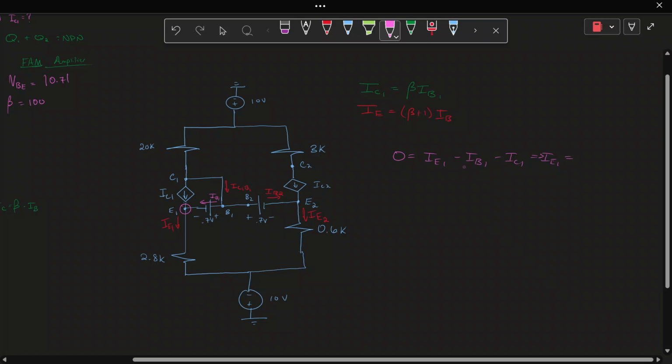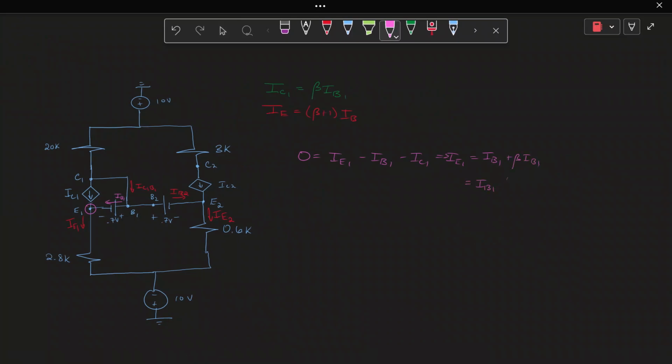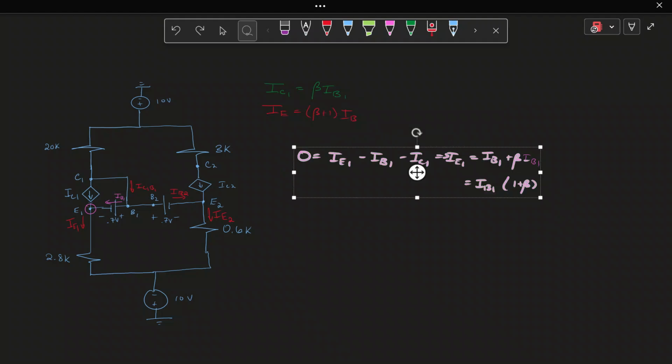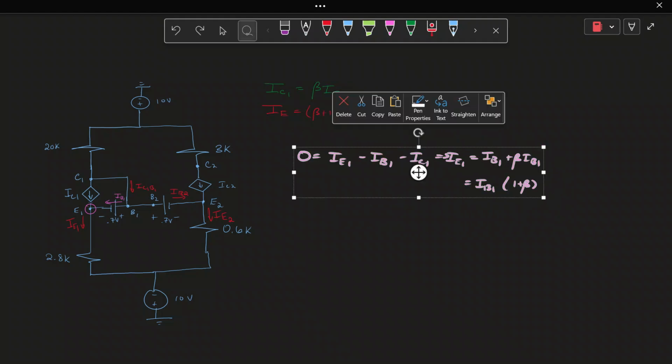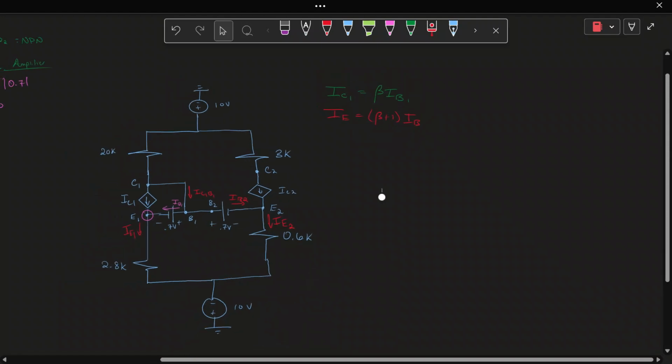I'm going to move the IB1 to the left and IC1 to the left. But IC1 is equal to beta IB1. So now we can factor out an IB1, and this is 1 plus beta. So that's how they derive that relationship. So now, knowing that, these are the only two relationships you need to know to solve this circuit in particular.